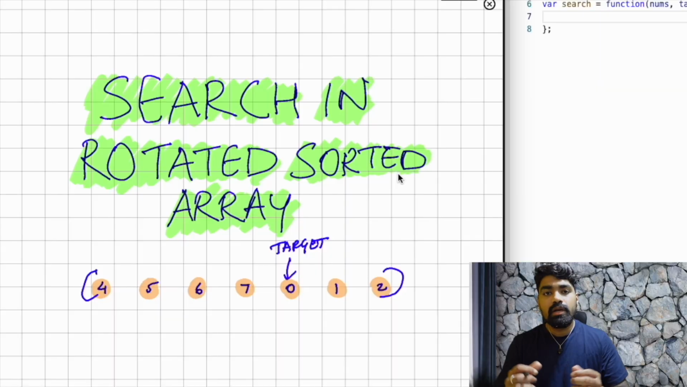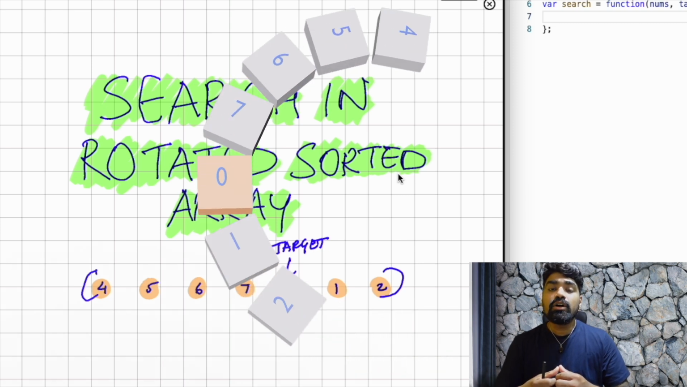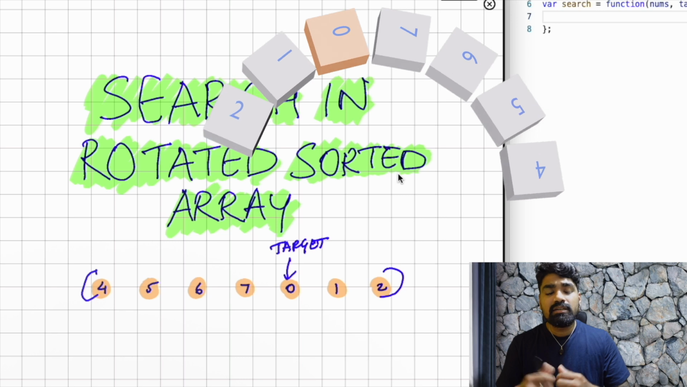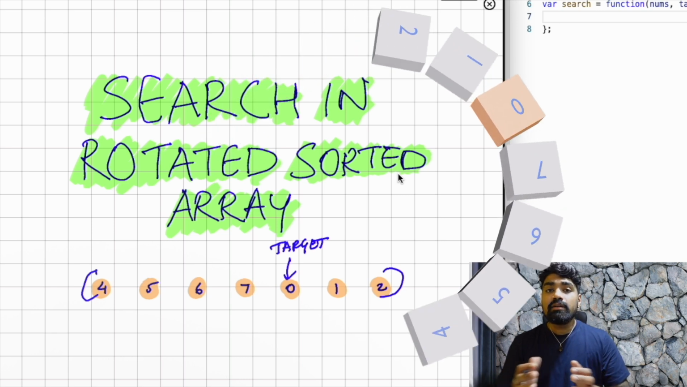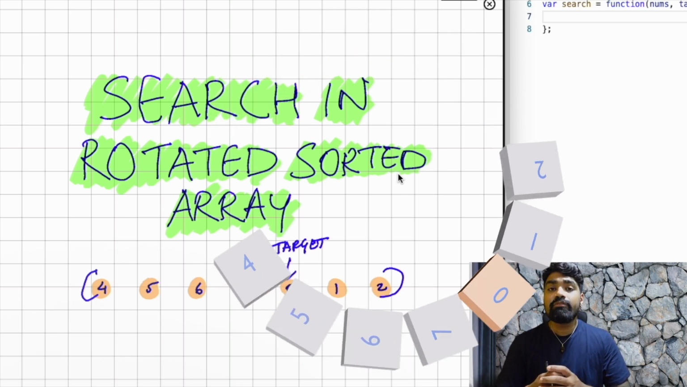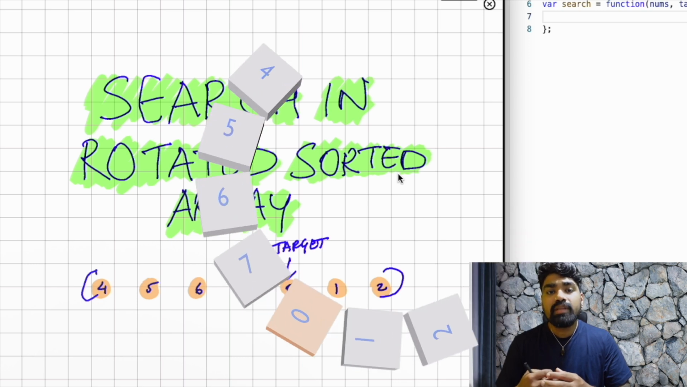Hello, in this video, we will be seeing how to find a target element in a rotated sorted array and build a solution in JavaScript while also computing the time complexity and space complexity of the solution. For the problem statement, we will be given an input array that has been initially sorted and then rotated by a pivot index which is unknown to us. And we are given a target which we have to then find in this rotated array.